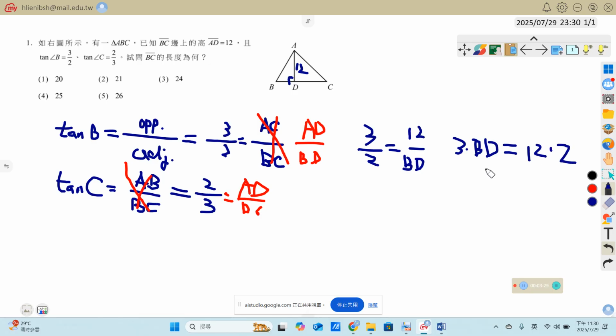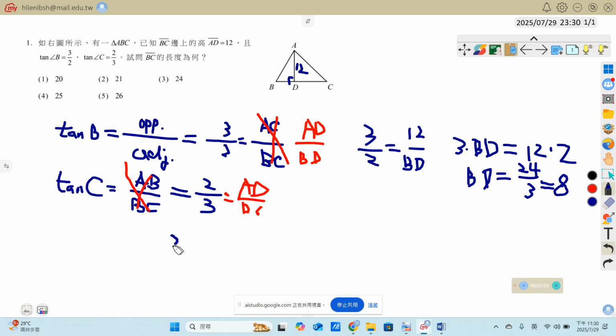So 3 times BD equals 12 times 2. Yes, you can cross multiply. So 3 multiplied by BD. Correct. BD will be 24 divided by 3. And what does that give you for BD? 8.